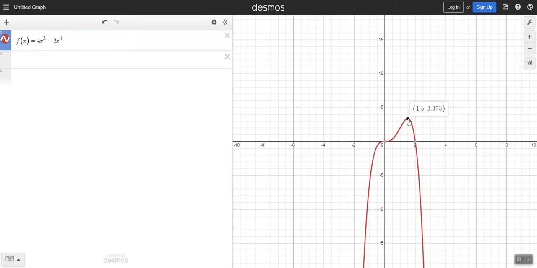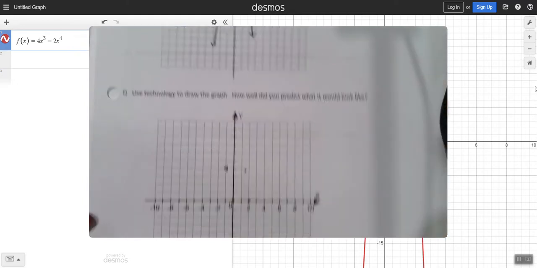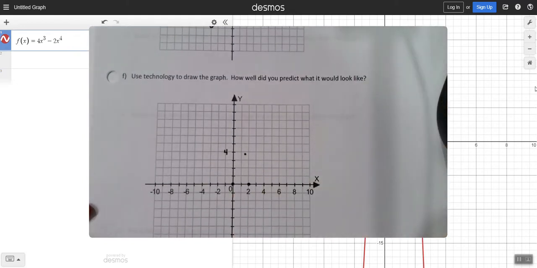So I could add that on my next graph. 1.5, 3.375. I just plotted the maximum on my graph. But other than that, we did a really good job of predicting. We see that little wave or inflection point at 0, 0. And we see that graph coming straight through at 2, 0. So I just added the correct maximum here.